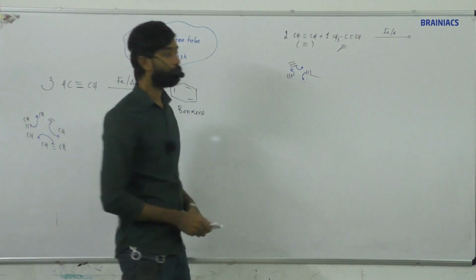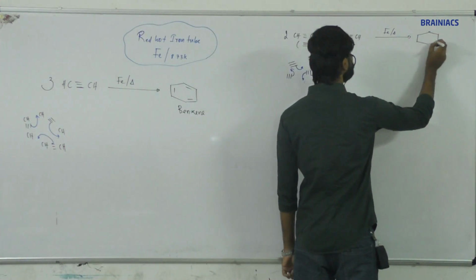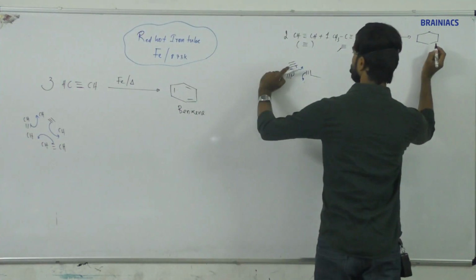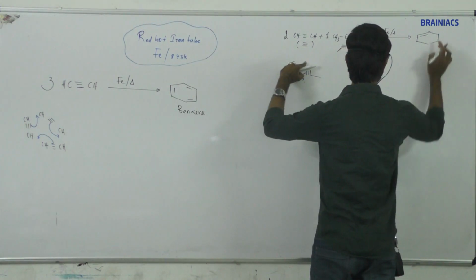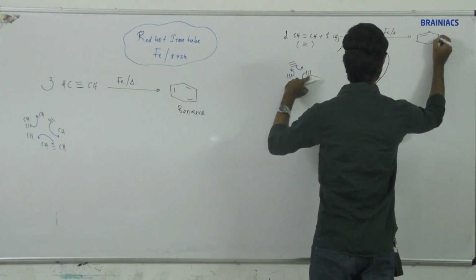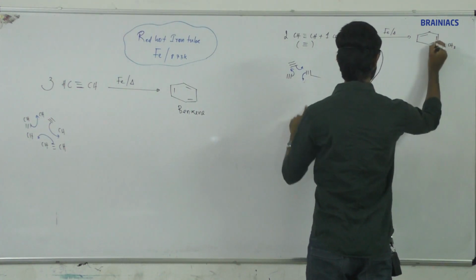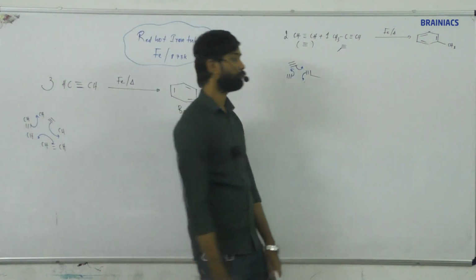So it becomes a double bond, here will be a single bond, here it will be a double bond, here we have CH3, then a single bond, double bond.